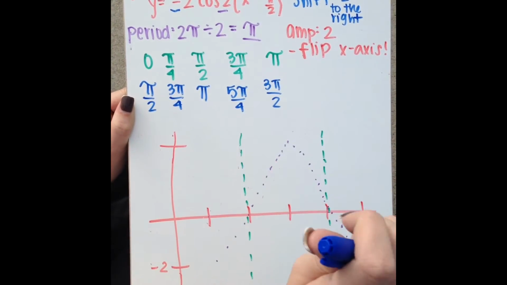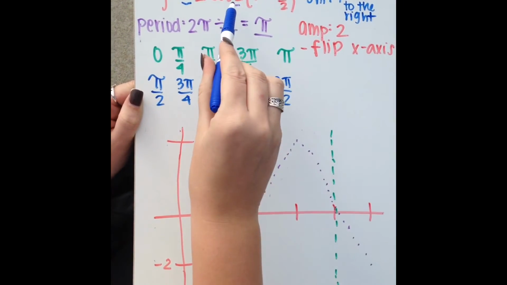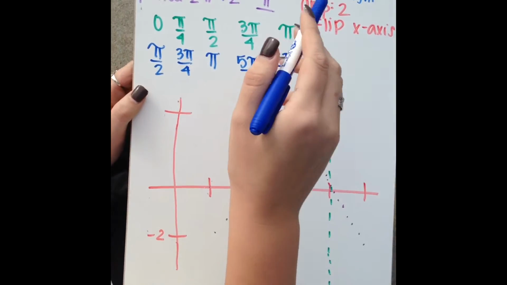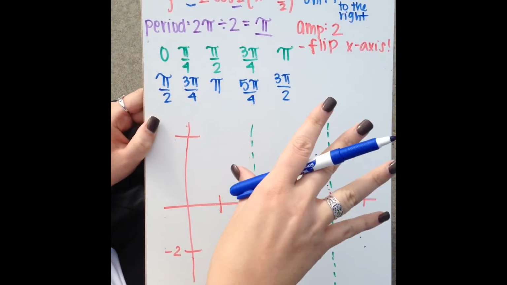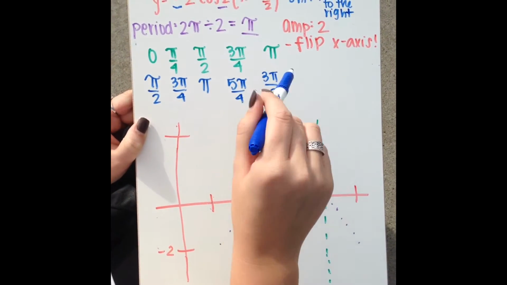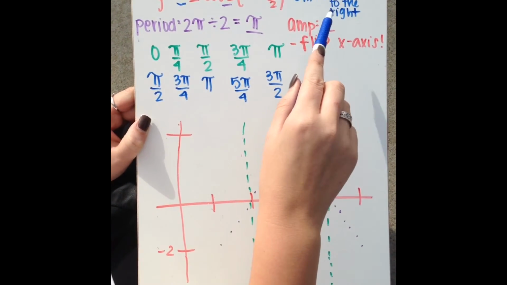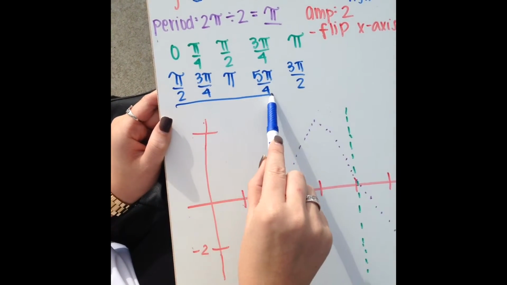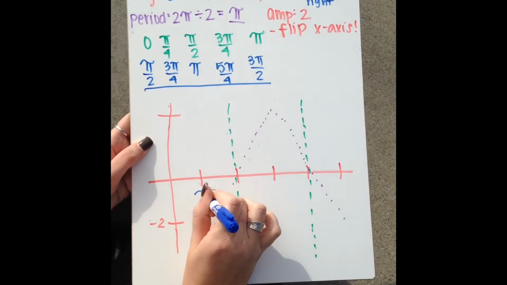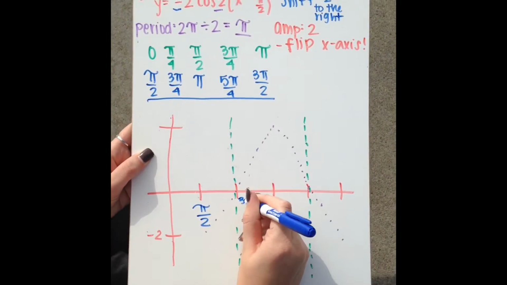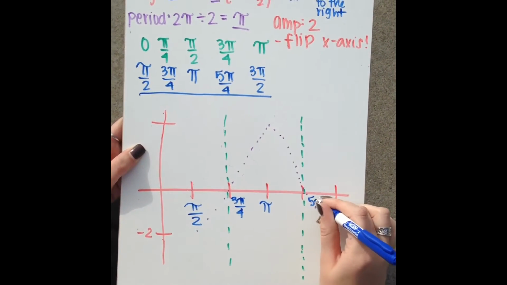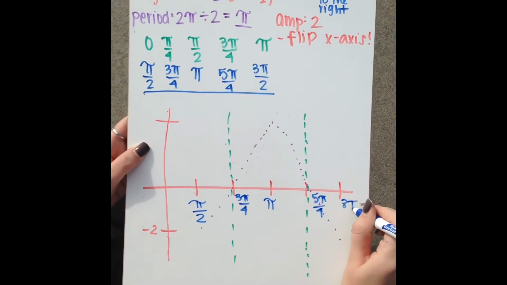And so your period for a cosine graph is always 2 pi. And since you have a 2 right here, you need to divide your period by 2, and you get pi. And then once you divide pi into your 5 key points, you get 0, pi over 4, pi over 2, 3 pi over 4, and pi. And so once you do your phase shift of pi over 2 to the right, these are your key points that you will end with. And so you plot those on your graph. You have pi over 2, 3 pi over 4, pi, 5 pi over 4, and 3 pi over 2.